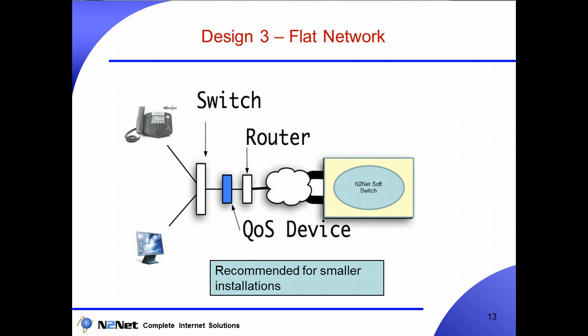And then we have the flat network. We typically recommend this for smaller installations where you don't run a VLAN. You just definitely want to use the QoS device, the Edgemark in this installation, for the bandwidth prioritization, and it just is a single switch with the phone and the cable.